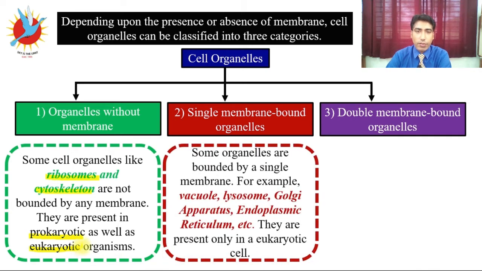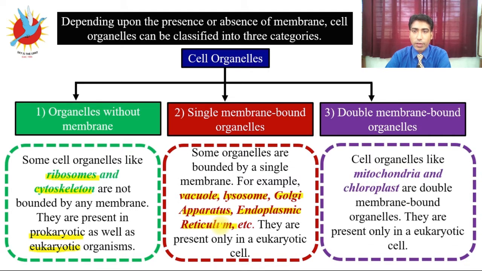Next, single membrane bound cell organelles. Some organelles are bounded by only a single membrane, thus they are called single membrane bounded cell organelles. For example, vacuole, lysosome, Golgi apparatus, endoplasmic reticulum, etc. They are present only in eukaryotic cells. The third category is double membrane bounded cell organelles. Organelles like mitochondria and chloroplasts are well developed or advanced because they are bounded by a double membrane layer. They are present only in eukaryotic cells.